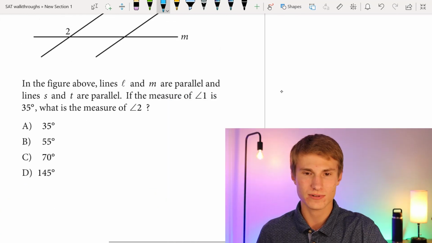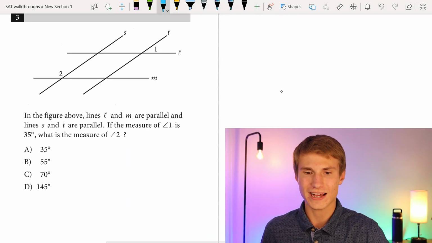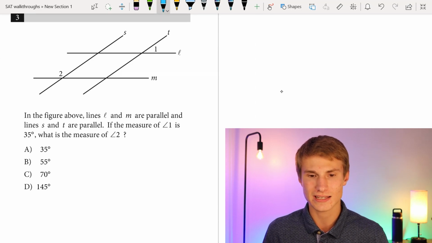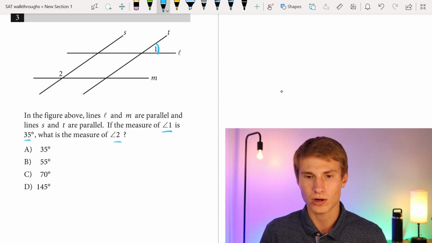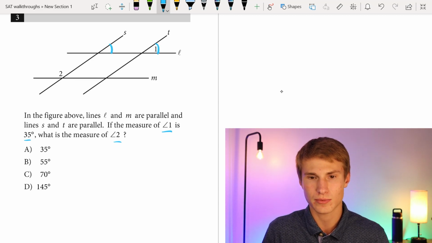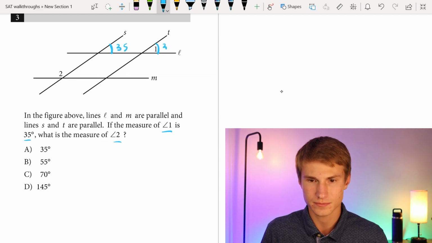All right, moving on to number 3. So we've got a figure above with lines L and M are parallel and lines S and T are parallel. If the measure of angle 1 is 35 degrees, what is the measure of angle 2? All right, well, we see that angle of measure 1 corresponds to this angle measure right here that I'm also putting in blue. So we can go ahead and mark both of those as 35 degrees.